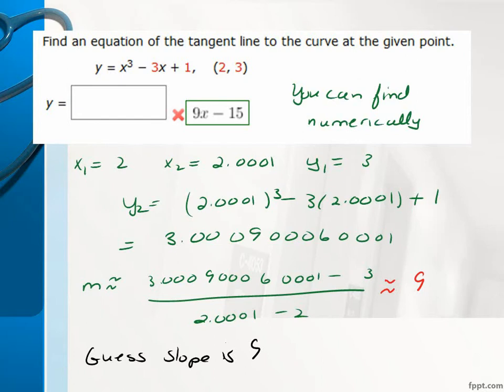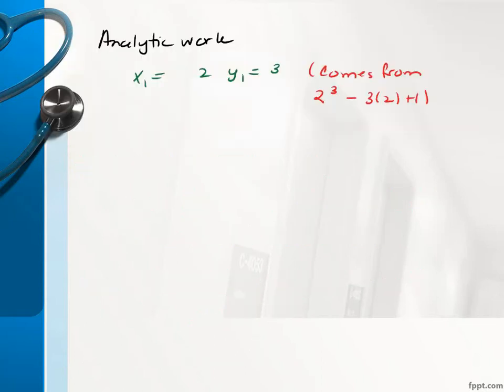So I would guess the slope is 9. How do I get the exact answer? Well, here's the analytic work that some of you don't like, the procedure; some of you do. This is the WebAssign procedure method. x1 and y1 are 2 and 3. Where did the 3 come from? I plug it into the formula, that's where I get the y1. x2 is a, y2 is found by plugging a into the formula.